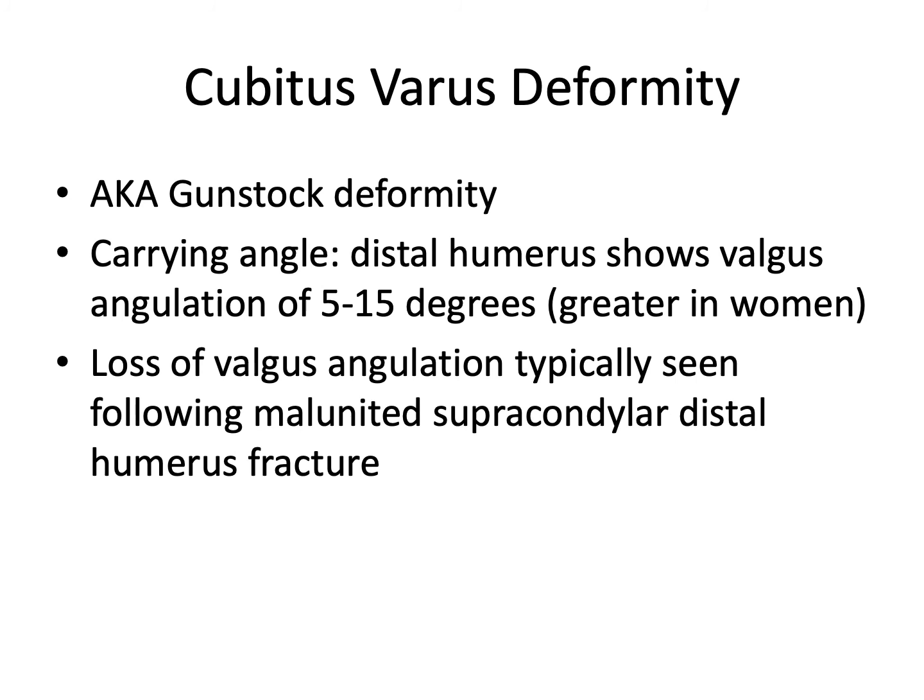Cubitus varus deformity, also known as gunstock deformity. In normal anatomy, the distal humerus shows a valgus angulation of 5 to 15 degrees, which is greater in women. This is referred to as the carrying angle. And loss of this normal valgus angulation is typically seen following a malunited supracondylar distal humerus fracture.